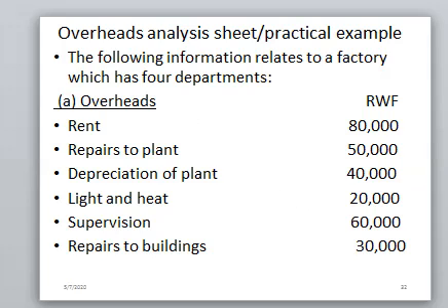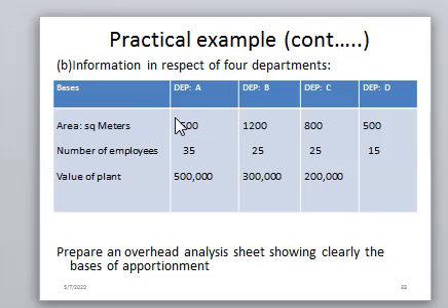So the additional information we have, these overheads were incurred in four departments: Department A, Department B, Department C, Department D. So area of square meter is this. Then we have the number of employees, and then the value of plant.